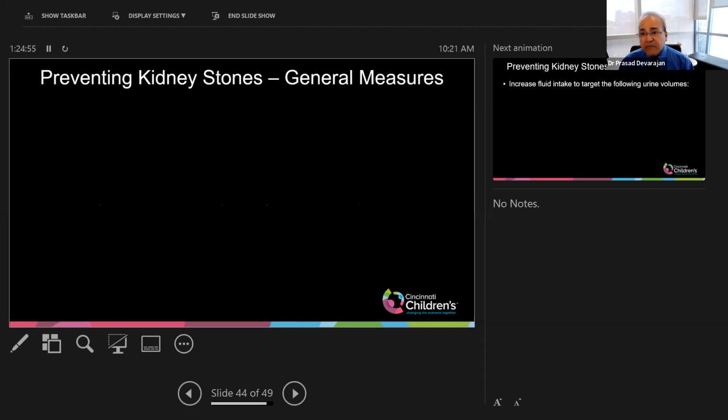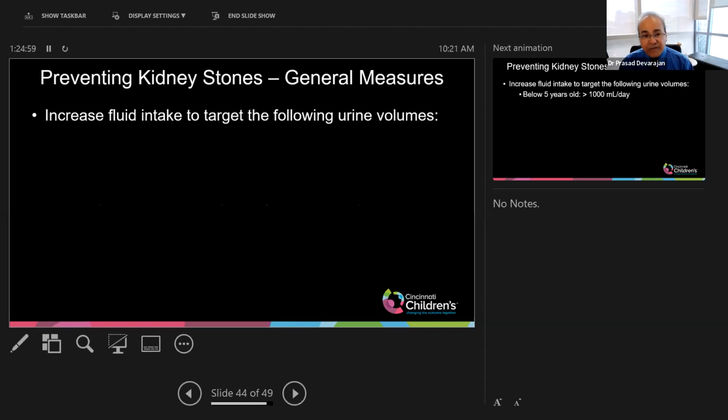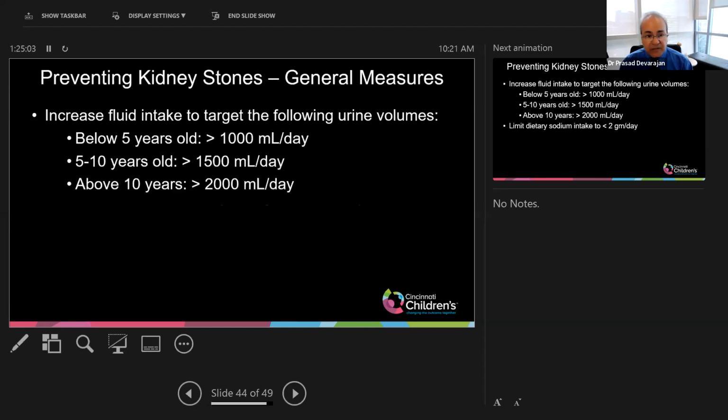So how do we prevent them from happening in the future? Fluid is the gold standard. And this is what we tell our patients. Children less than 5 years need to drink at least 1 liter per day, 5 to 10 years, 1.5 liters per day. And any child above 10 years should drink a minimum of 2 liters per day. Adults, we tell them 3 liters per day.